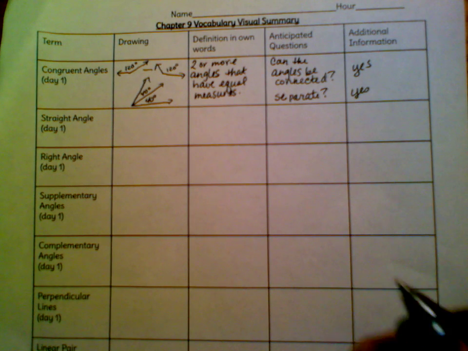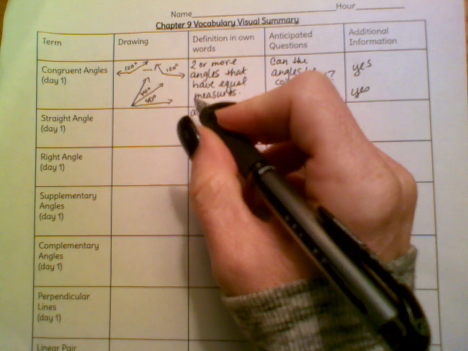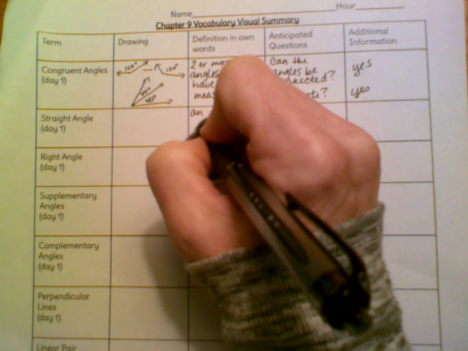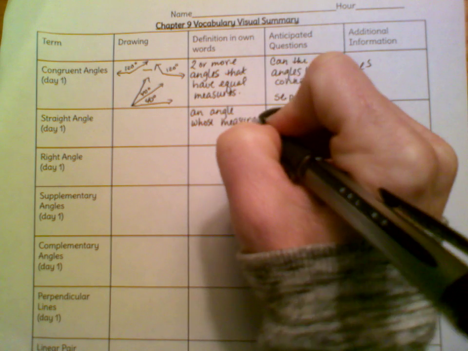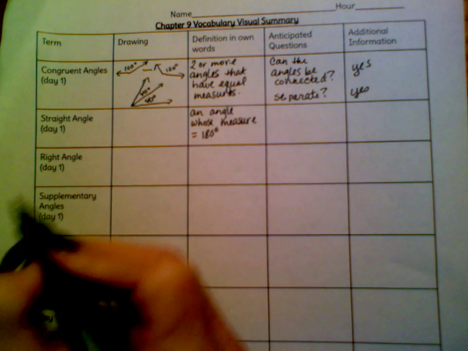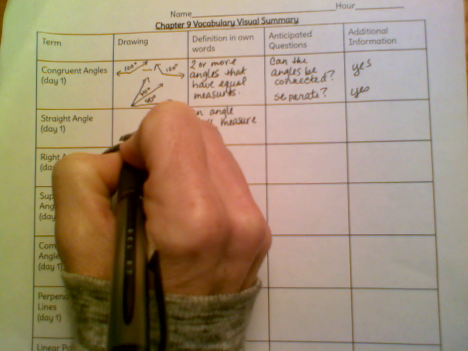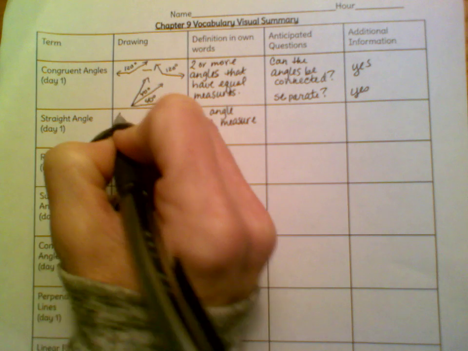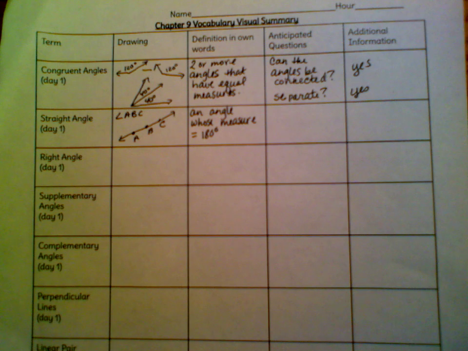Okay, a straight angle is an angle. So when you see the word "an," it refers to one. So it's an angle, one angle, whose measure equals 180 degrees. Okay, so here's my example. It doesn't always have to be horizontal. So I'm going to draw a line like this. I'm going to put an A, a B, and a C, an angle symbol. And I'm going to say angle ABC. That is a straight angle.